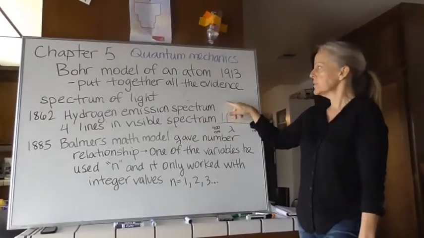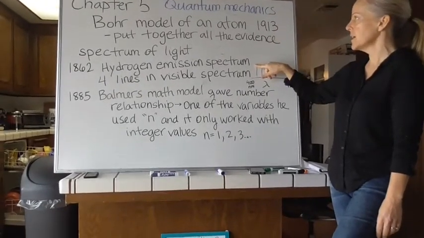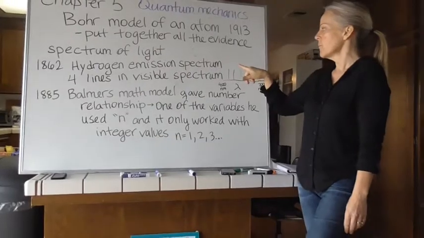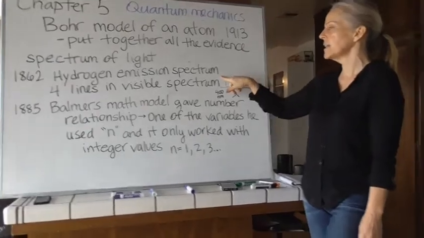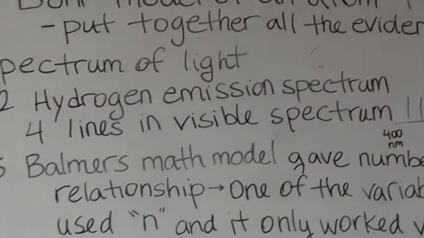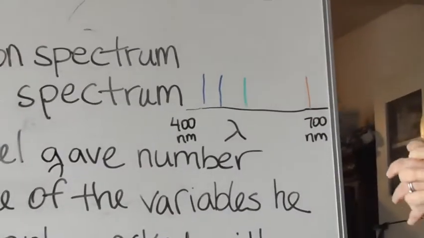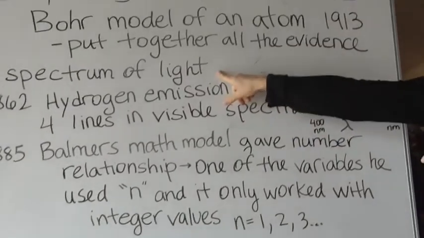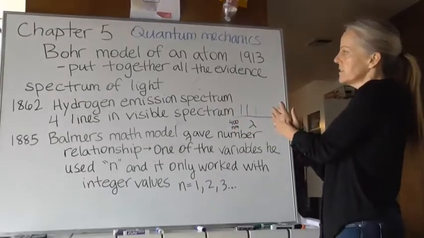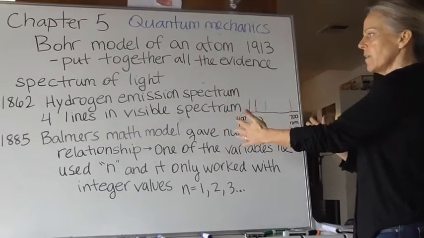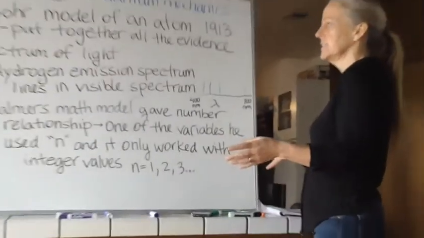In 1862, quite a ways before Bohr came up with his model, one of the most significant events was the hydrogen emission spectrum. They had hydrogen and they electrified it and it emitted light. But it didn't emit a whole spectrum, not all the colors in the visible range. It only had 4 lines that they could see within the precision of the spectral device that they had.